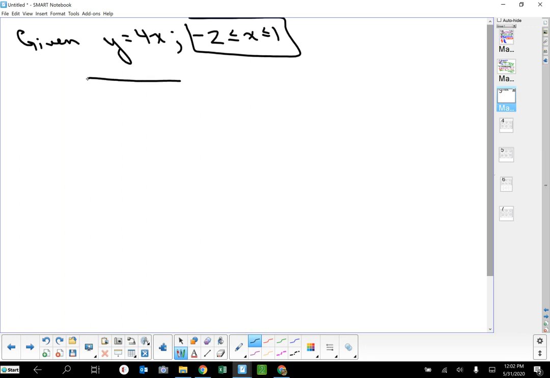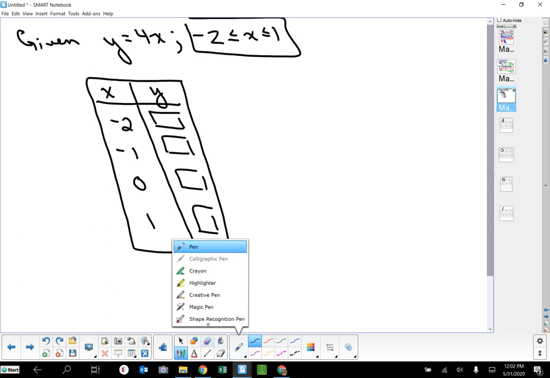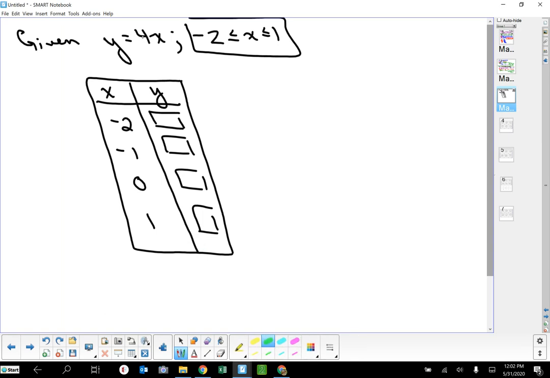So there's going to be a table already set up in varsity. And it's going to look like this. It's going to say x and y, and it'll say -2, -1, 0, 1. And then there will be blanks over here. So you'll have to figure these out. Okay, so you're just going to plug the x value up here into the function, right? And then solve, and whatever you get, you get.